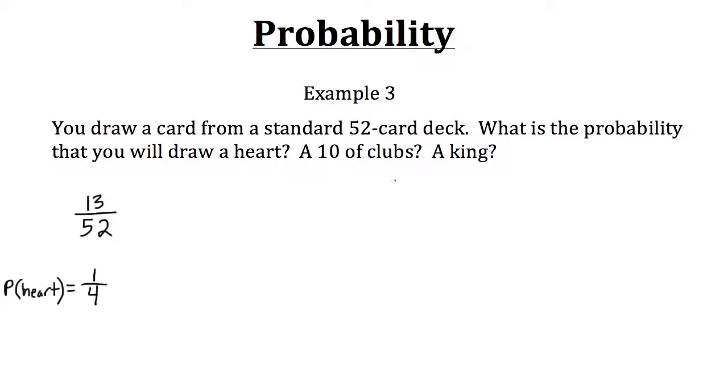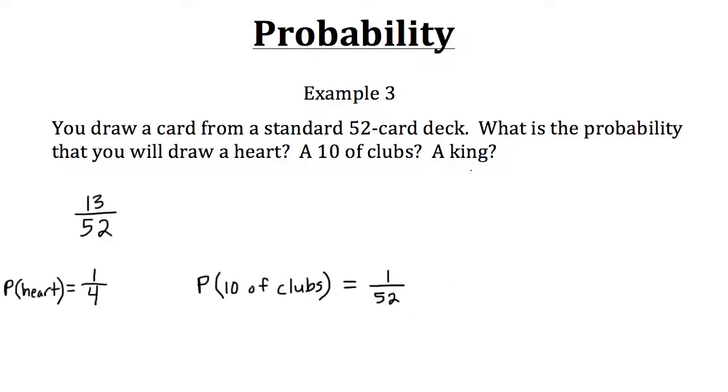Now, what's the probability of drawing a 10 of clubs? Just a standard notation is normally you write P for probability, and then in parentheses you write the actual event. So for this event, we want to draw a 10 of clubs. Now within a standard deck, there's only one 10 of clubs. So out of the 52 cards we could possibly draw, only one of them will give us the 10 of clubs. So that gives us a probability of 1 out of 52.